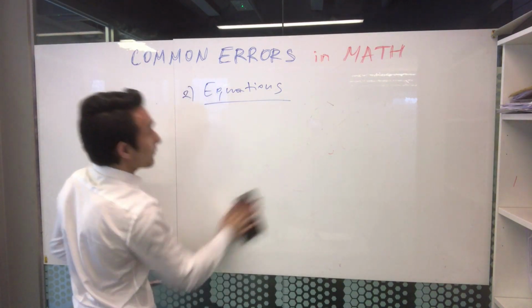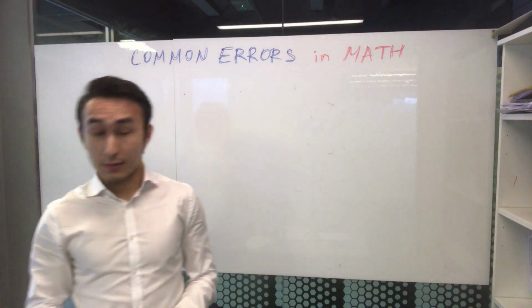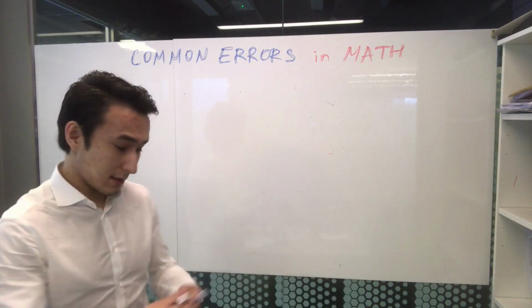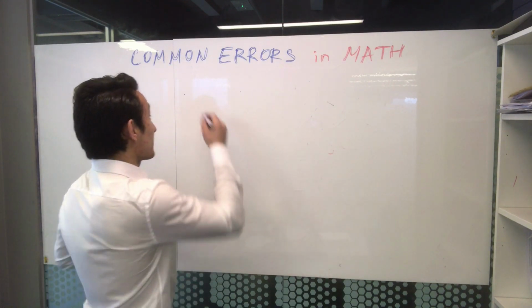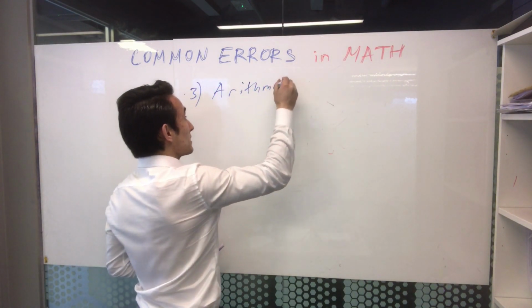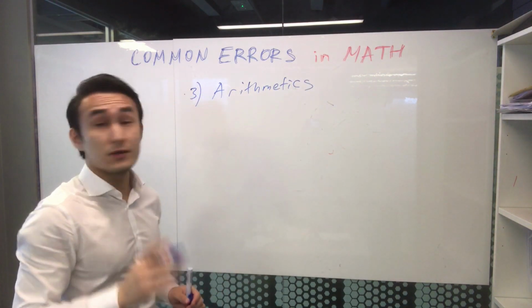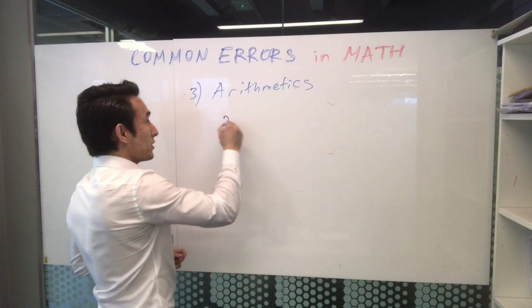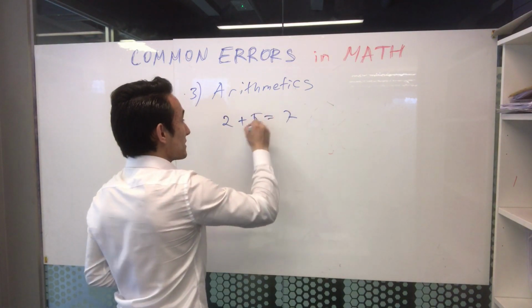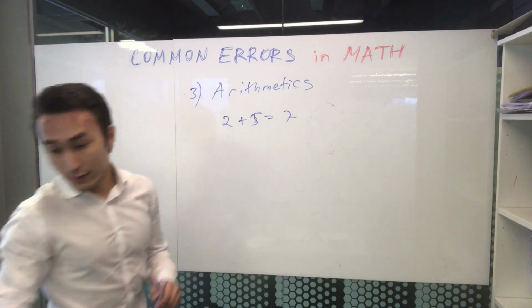The third type of problem, believe it or not, is a very simple problem and it has to do with arithmetic: addition, subtraction. So the third type is arithmetic, not arithmetic sequences, but just calculations. So for example, we all know 2 plus 5 is 7, right? This is very simple. But when it comes to questions like, let me erase this actually.